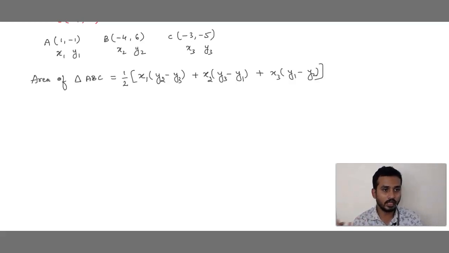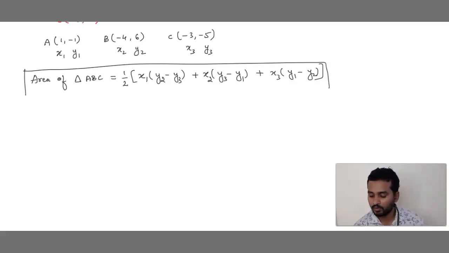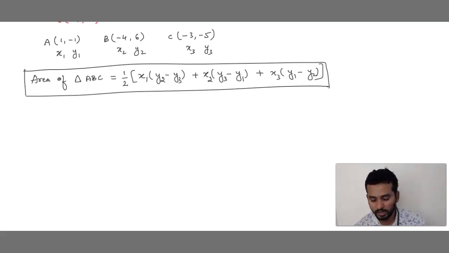2, 3, 1. 3, 1, 2. Is this clear? So always try to write the formula first and highlight it. Now just substitute the values in that. Area is equal to half into x1 value, which is 1, into y2 6 minus y3 minus 5. See, again one more minus is coming.